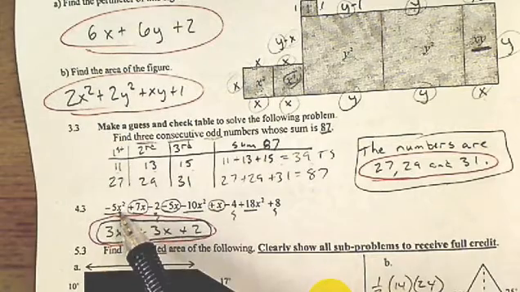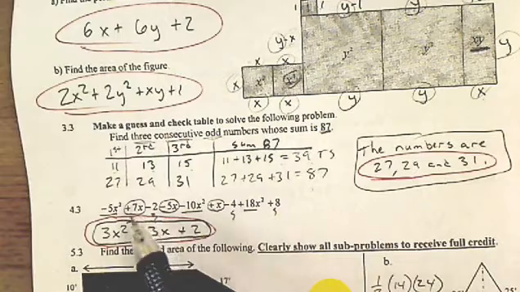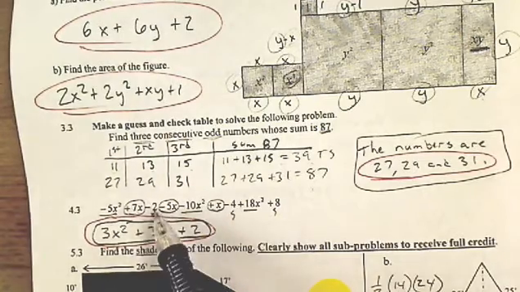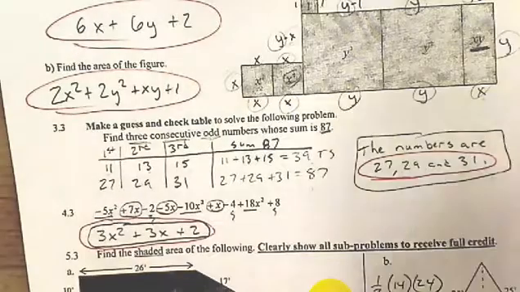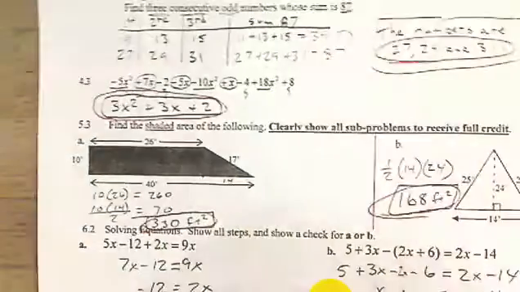Combine like terms, there's all the x squareds, and you just add them together. Combine the like terms. All the x's, combine them together. All the numbers that are by themselves, we call them constants, put them together.